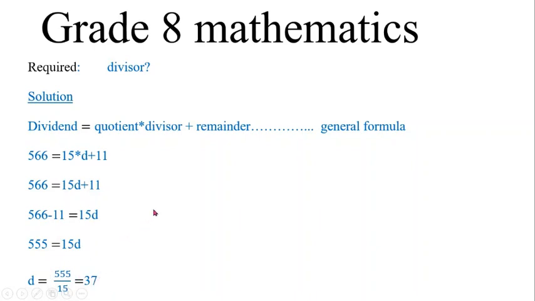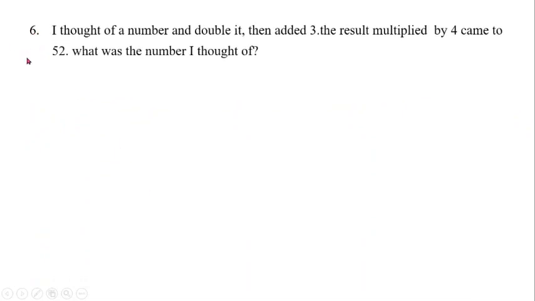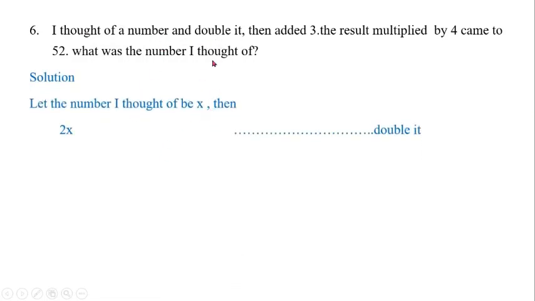Okay, let's proceed to the next question, question number 6. It says: I thought of a number and doubled it, then added 3. The result multiplied by 4 came to 52. What was the number I thought of? Solution. Let the number I thought of be x. When I double it, it becomes 2x. Then, when 3 is added to 2x, it becomes 2x plus 3.